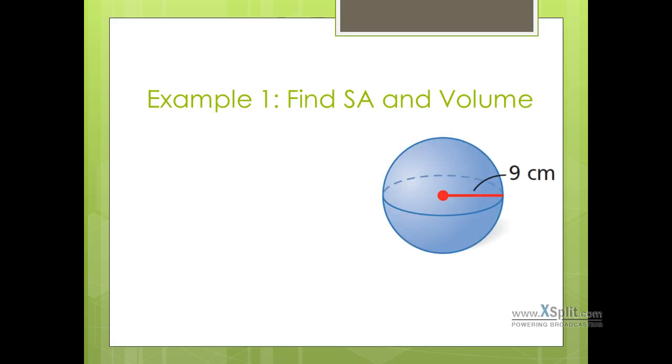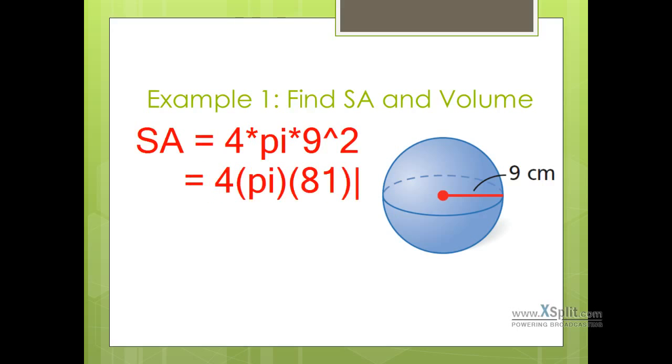If we want the surface area and volume of this sphere, for example, we know that the radius is 9, so we could say surface area is 4 times pi times 9 squared. I know 9 squared is 81, so this is really 4 times pi times 81. If we toss that into our calculators, 4 times pi times 81 gives us a grand total of 1,017.88 centimeters squared because it's an area.